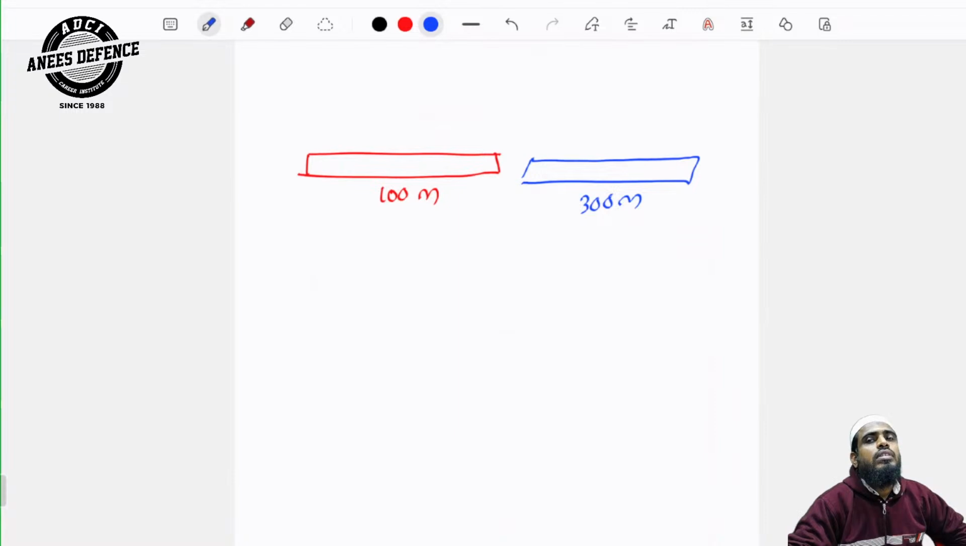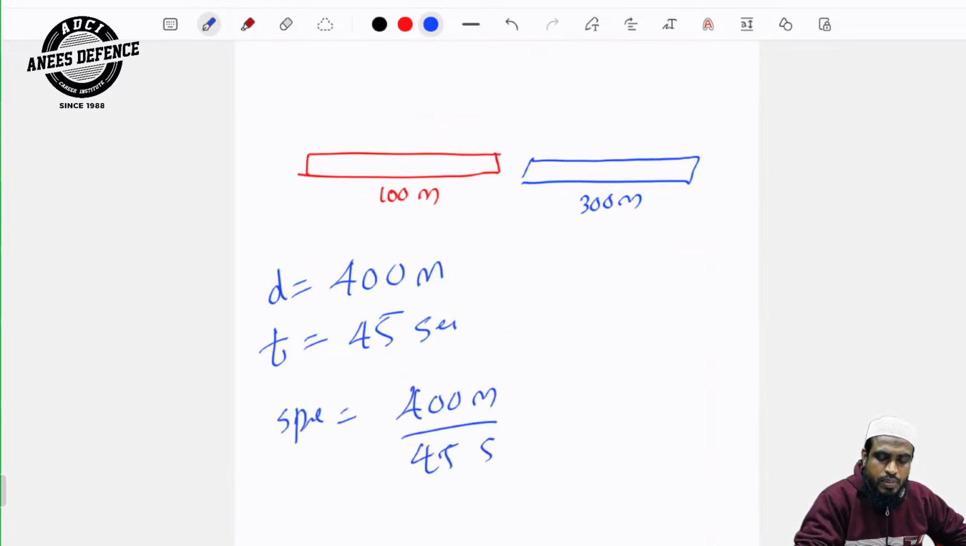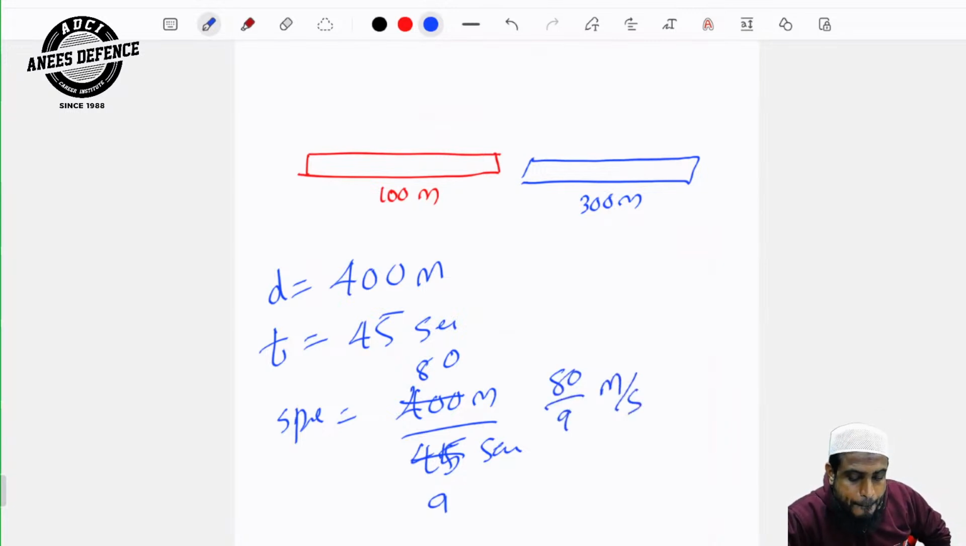So what is the total distance? It should be the sum of the train plus the bridge, so it should be 400. So the distance traveled is 400. The time is given as 45 seconds. So 400 meters and 45 seconds. So speed is 400 meters by 45 seconds. So 8 into 5, 40. 9 into 5, 45. So 80 by 9 meters per second. That is the speed of the train.